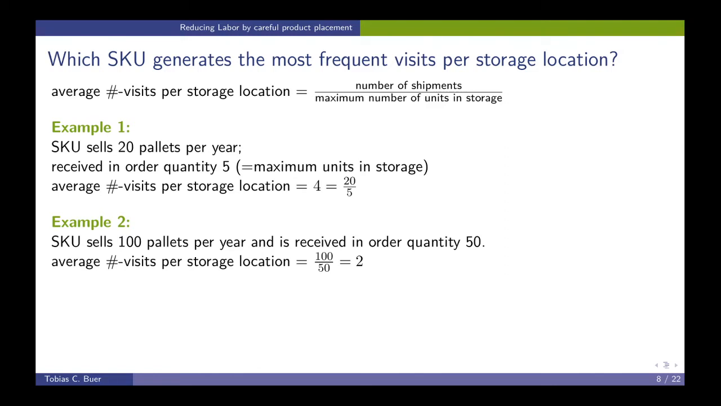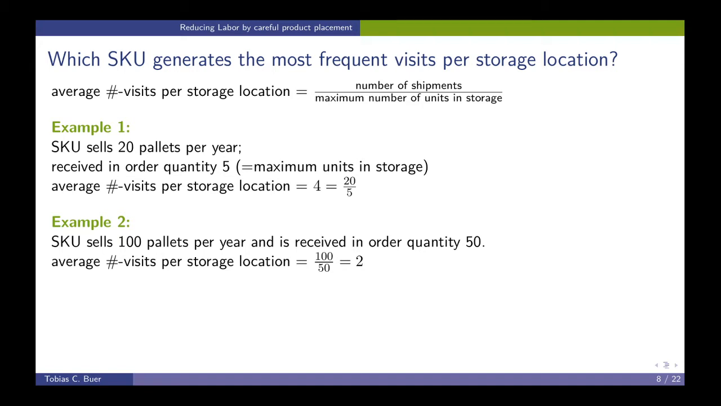Let's look deeper into the concept of a popular storage location and frequent visits of storage locations. So which SKU generates the most frequent visits per storage location? We can calculate the average number of visits per storage location as the number of shipments for this SKU over the maximum number of units of this SKU in storage.